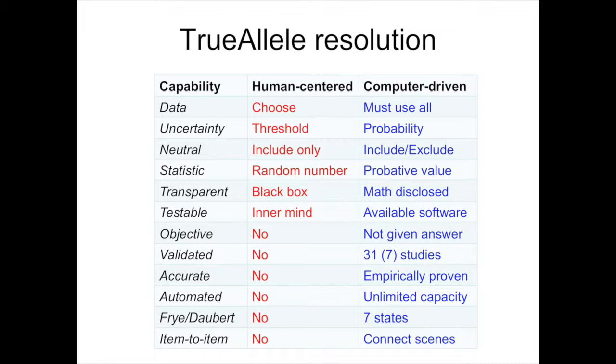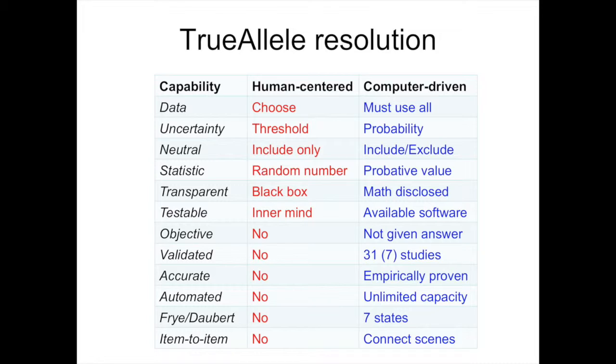I wrote a long list. I'm not going to go through everything. But the real thing is what's in red. With human-centered review of the type we have now, people choose their data. They deal with uncertainty not by statistical computer modeling or math. They just draw a threshold line and throw out data under it and keep qualitative data over it. They don't tend to be able to exclude people because statistically their software doesn't do that. The number is just a random number rather than probative value. It's basically the number of tests that were done.